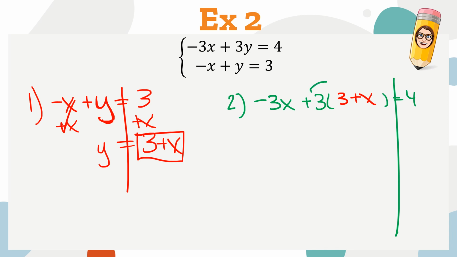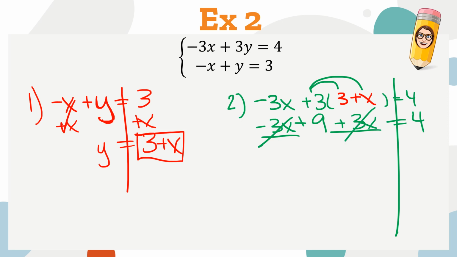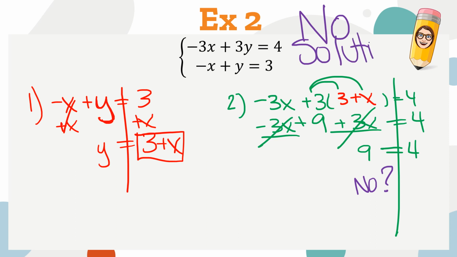Let's distribute first. 3 times 3 is 9. 3 times x is 3x. Everything else falls down. Next, we're going to combine like terms. Wait a second. Negative 3x plus 3x, that's 0. They go away. But I still need to see you drop down what you didn't use. Does 9 equal 4? 9 doesn't equal 4. That doesn't work. This is a no. What that means is if it's not true, it's no solution. Nothing works. And I need to see those full words written out.